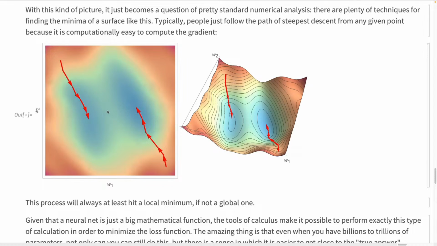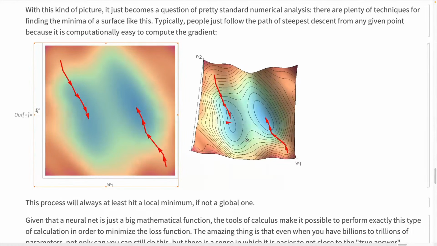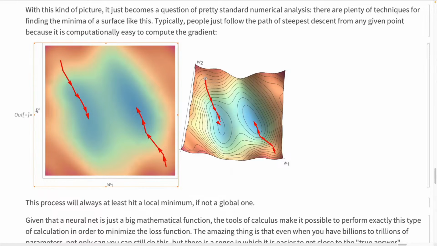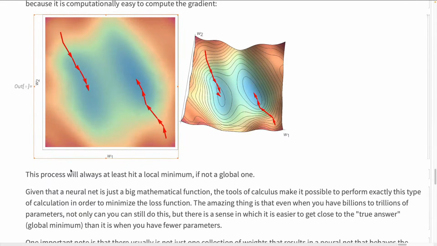And what it can do is then say, oh, okay, well, if I know how changing my weights changes my error, what I can do here is just follow the path of steepest descent, and I can get to this place where I can pick values for the weights where I have the lowest possible error. I can get as close as I can to the desired output of my network. And this is another fact from calculus. This process will always result in hitting a local minimum, if not a global one.